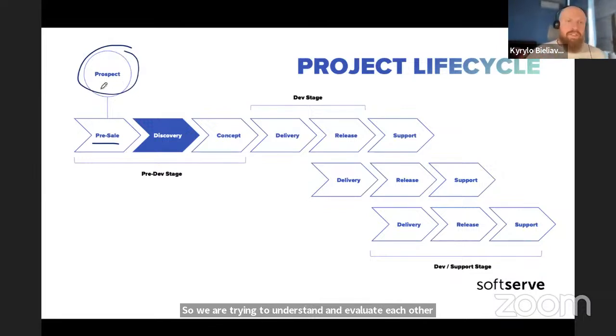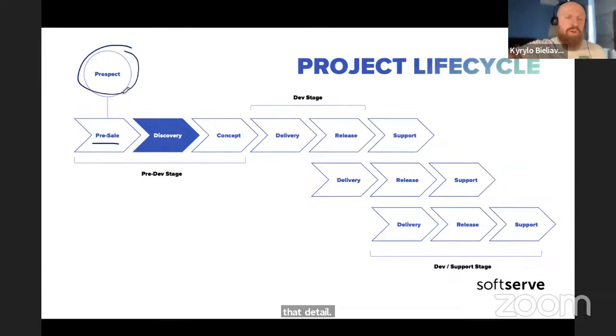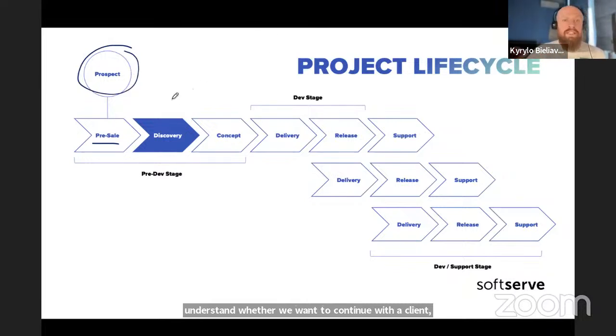So the potential client makes his decision whether he wants to continue to work with us based on a certain set of documents, and we will not go into that detail. We will not spend time on discussing the pre-sale activities, but let's just say that there are some activities there so that we understand whether we want to continue with that client and whether we want to proceed with that project. And the next stage would be a discovery stage.